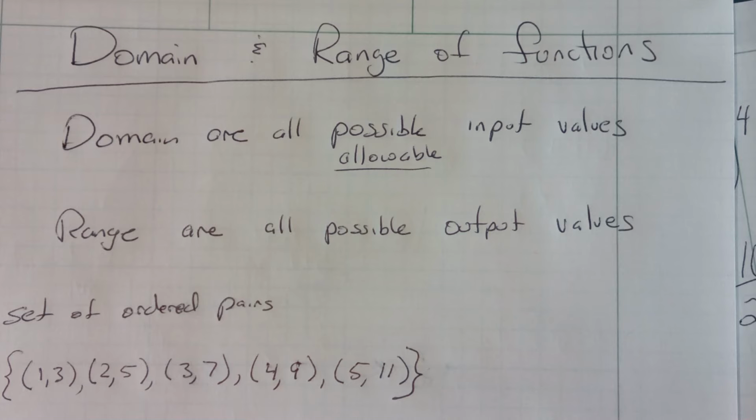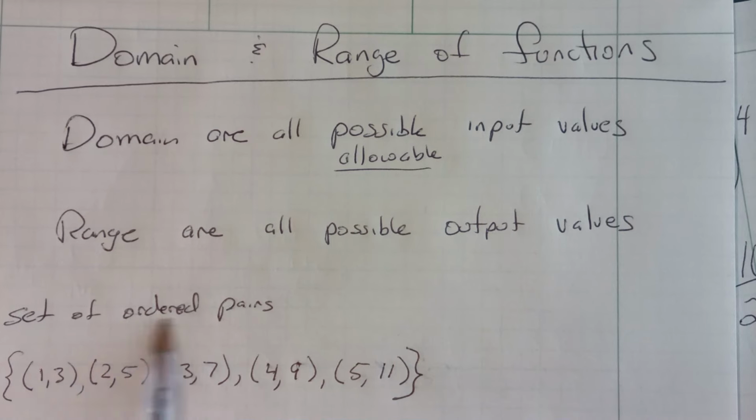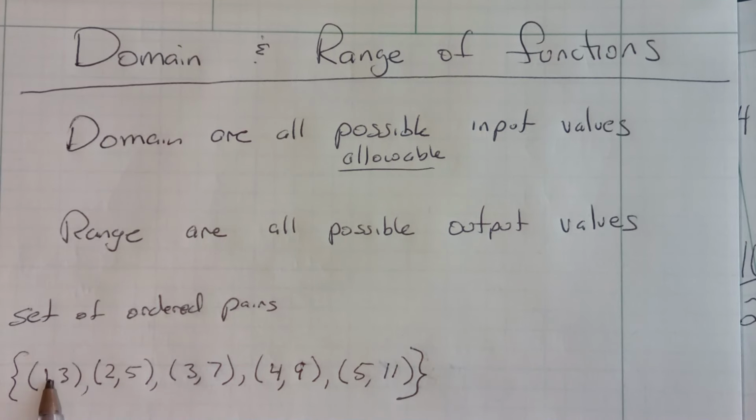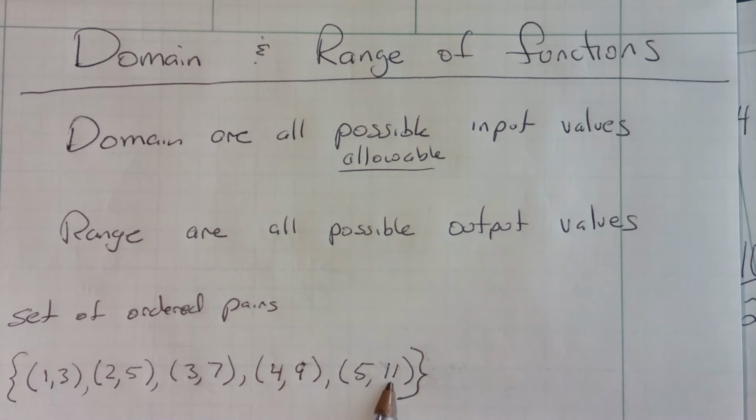Welcome. Today we're going to talk a little bit about what we mean for the domain and range of a function. Again, we haven't really talked a lot about exactly what a function is, but a function is a special type of relationship that matches numbers together, puts them in pairs, ordered pairs, a set of ordered pairs where I have 1 paired with 3, 2 paired with 5, 3 paired with 7, 4 paired with 9, 5 paired with 11. This is a function.